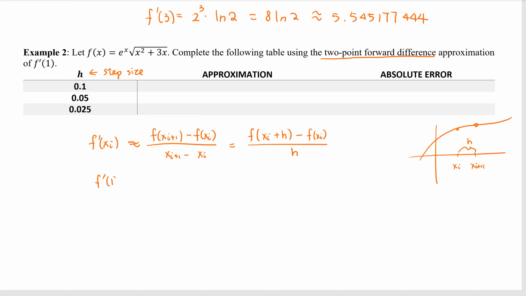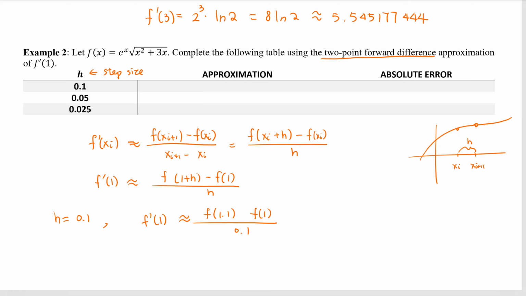And so in our example, we want to approximate f prime of 1. So we plug in xi is 1, we get f of 1 plus h minus f of 1 over h. So this is the formula we're going to use. And let's plug in when h equals 0.1. Well, f prime of 1 is approximated by f of 1.1, since 1 plus 0.1 is 1.1, minus f of 1 over 0.1.